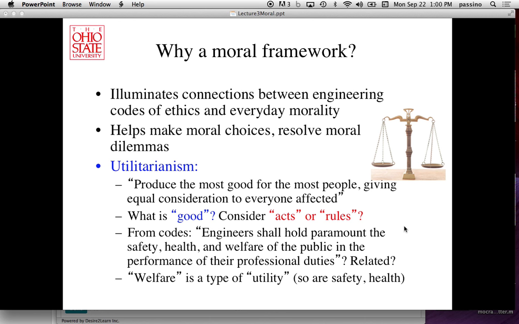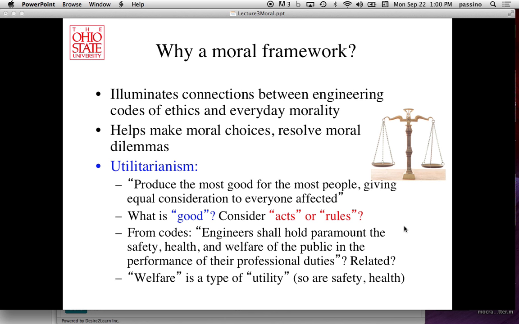So from the codes, one of the prime dictates for engineering ethics is this: engineers shall hold paramount the safety, health, and welfare of the public in the performance of professional duties. And the answer to this question, is it related, is certainly yes. Utilitarianism is at play in this, because most people would interpret this statement as wanting the most people possible safe, the most people possible healthy, and the welfare of the most people to be positively affected by what you do.